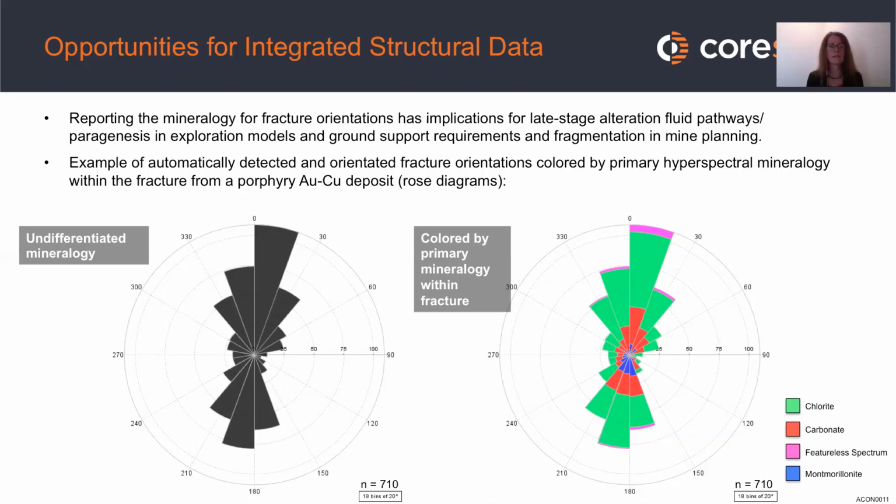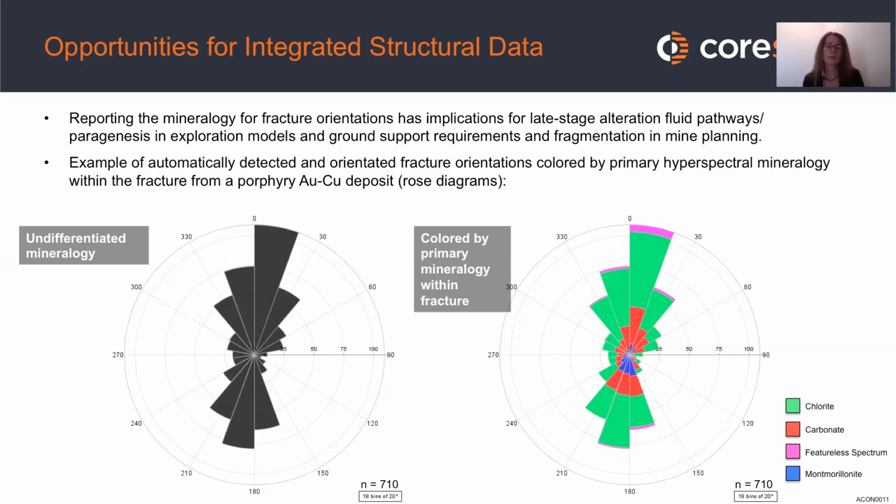Okay, so just pieces of information that we can get out of combining this information. Again, if we look at this example, just the orientations alone tell one story. But if we add the component of mineralogy, which is what's on the right-hand side of this slide, the mineralogy within the open fractures, we can see that actually montmorillonite, which is of course a very important mineral if we're thinking about our fluid paragenesis, but also if we're thinking about mining, because montmorillonite is a swelling mineral and can wreak havoc in a processing circuit.